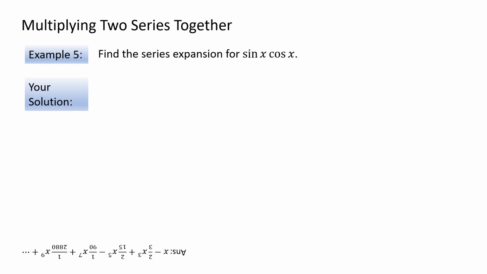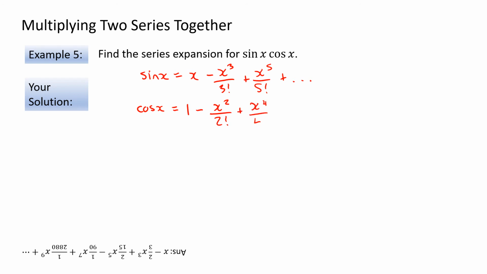Again, we have from that table at the start of this piece of the lesson that the expansion for sine x is equal to x minus x cubed over 3 factorial plus x to the exponent 5 over 5 factorial plus, and then the terms keep going. Cosine of x is equal to 1 minus x squared over 2 factorial plus x to the 4th over 4 factorial plus, and then it also keeps going.